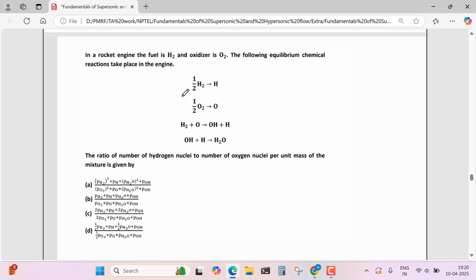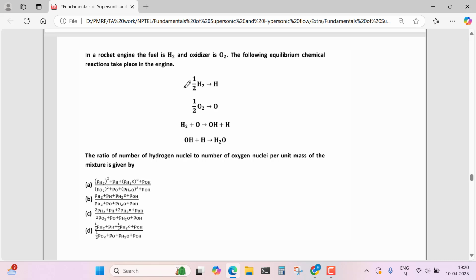Let's see the next problem. In a rocket engine, the fuel is H2 and oxidizer is O2. The following equilibrium chemical reactions take place in the engine. 1/2 H2 gives H, 1/2 O2 gives O, H2 plus O gives OH plus H, OH plus H gives H2O.